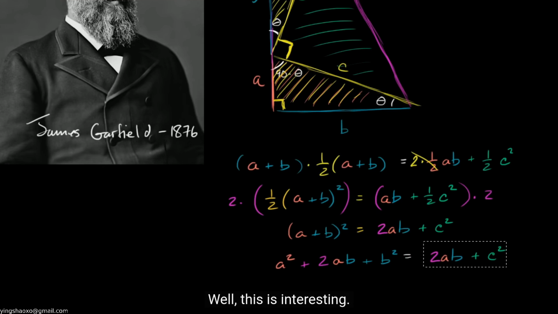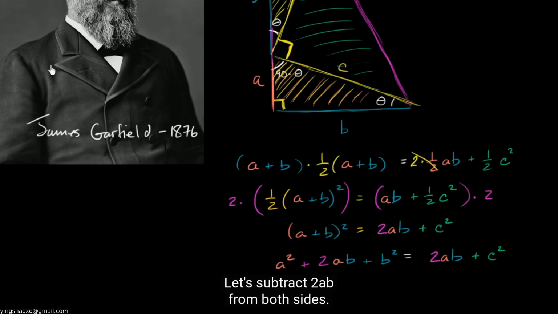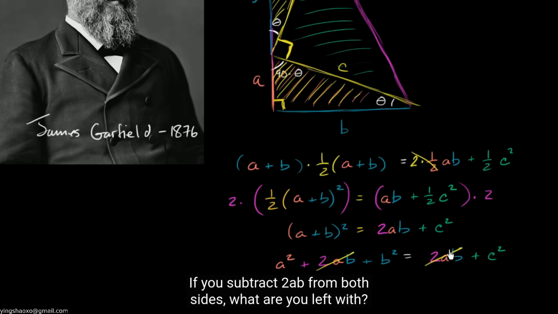Well, this is interesting. How can we simplify this? Is there anything that we can subtract from both sides? Well, sure there is. You have a 2AB on the left-hand side. You have a 2AB on the right-hand side. Let's subtract 2AB from both sides. If you subtract 2AB from both sides, what are you left with?